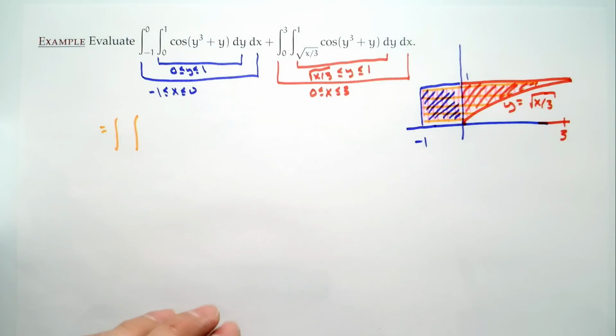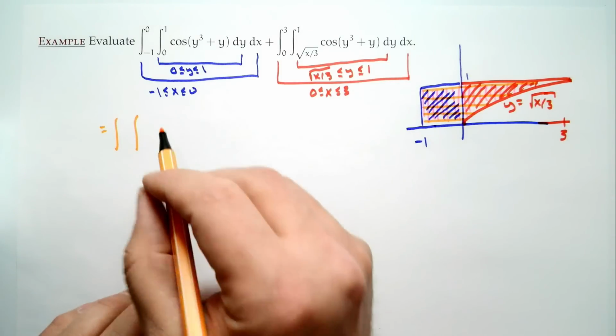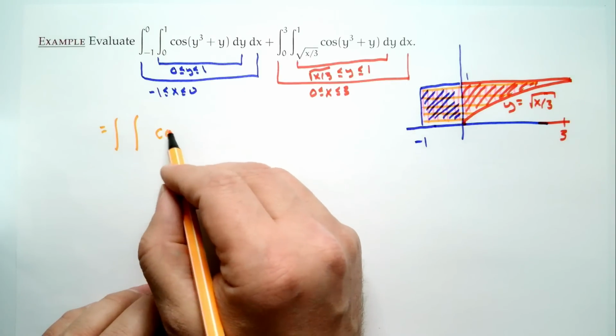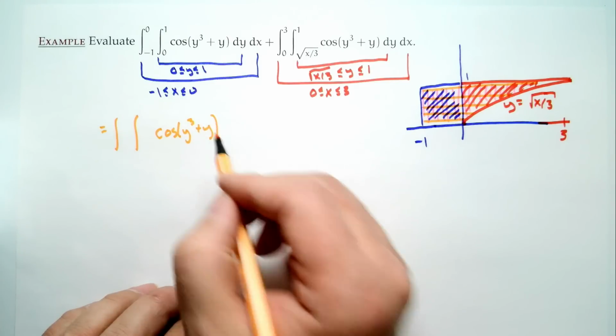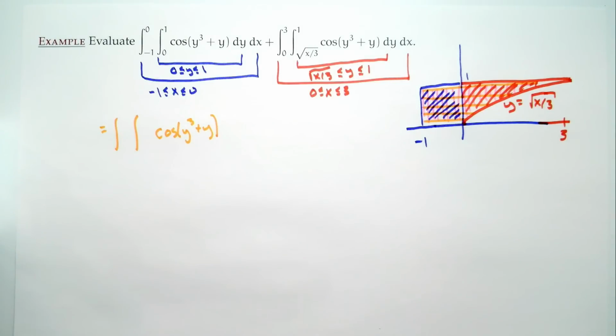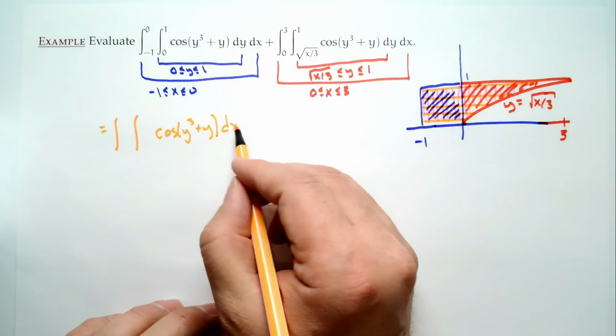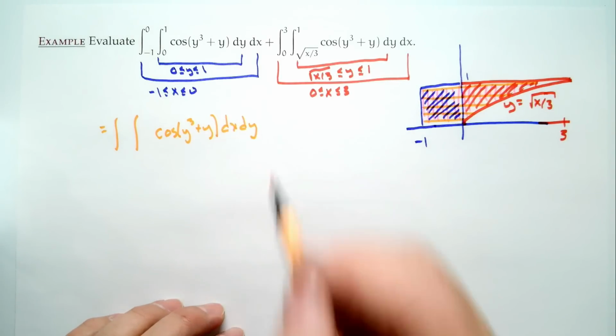All right. Now, what happens? Well, we're going to have a single integral. The function doesn't change because we're not changing the function. We're just changing the way we're breaking things up. We're still integrating the same function. It's dx dy now instead of dy dx.